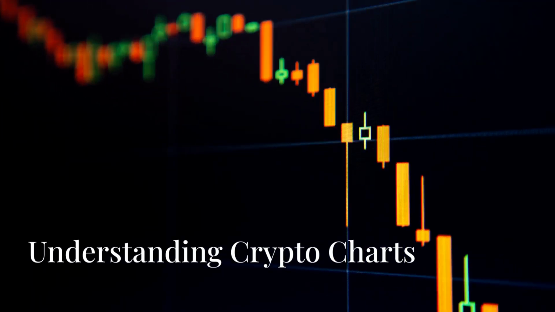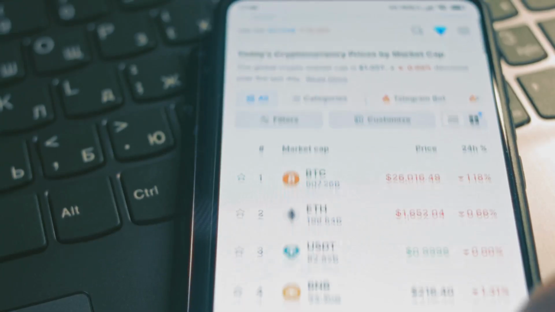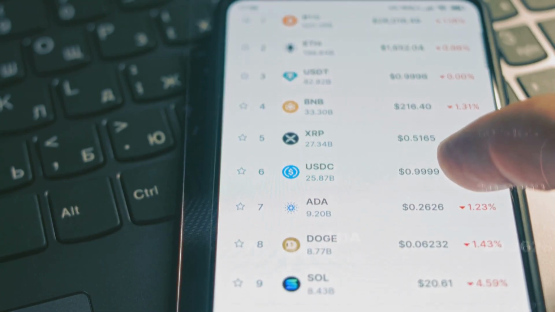A crypto chart is a visual timeline of a coin's price movement, showing you where the price has been, where it might be going, and how people are reacting along the way. Instead of staring at numbers or guessing based on headlines, a chart gives you a map of market behavior. Like watching the emotional heartbeat of investors.